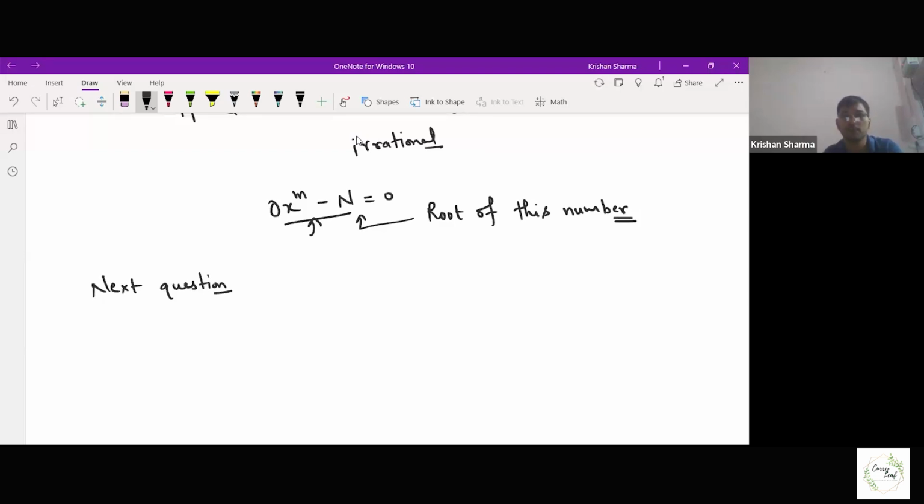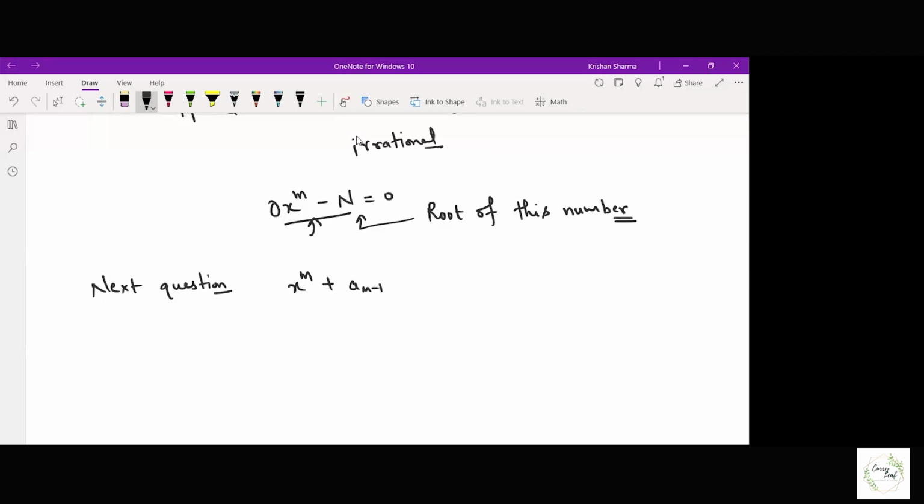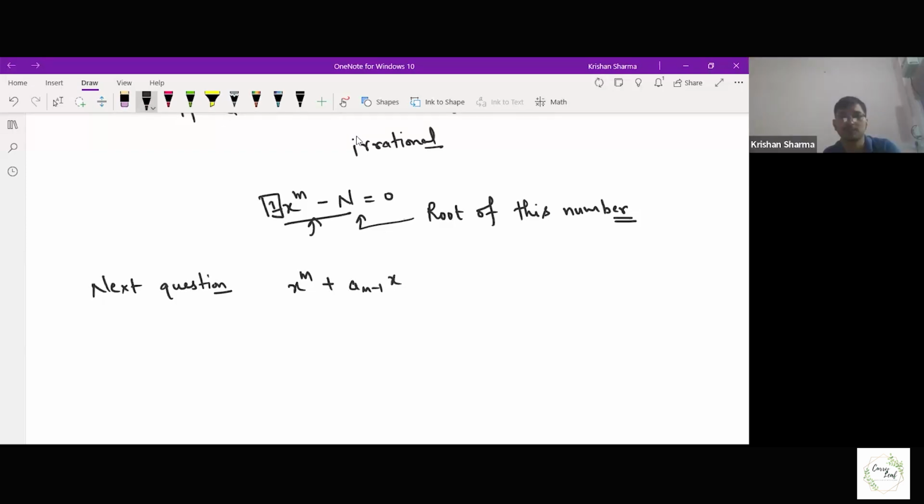if we have a monic polynomial, suppose of the form x raised to power m plus... Krishan, yes, sir. Instead of 0, we can put a box so that it will be clear. Yeah, box, right.